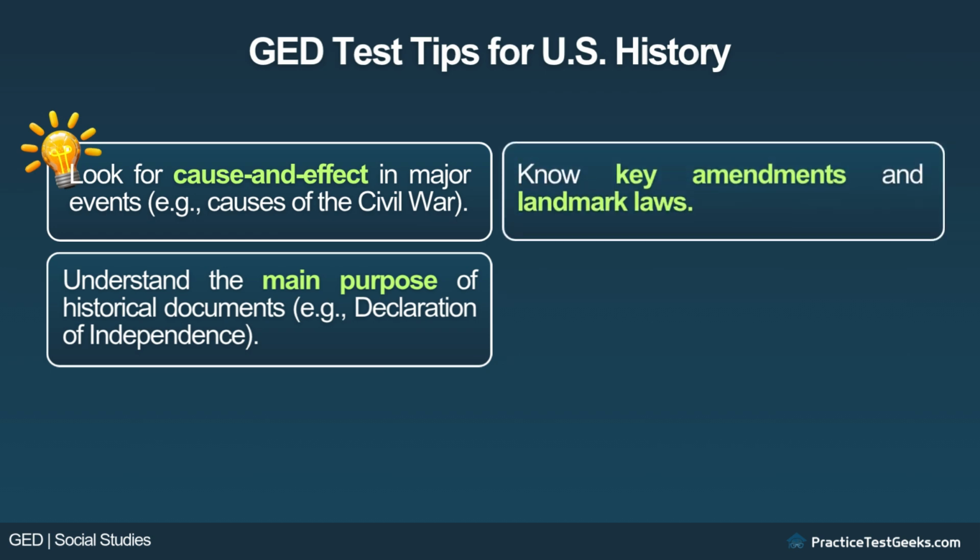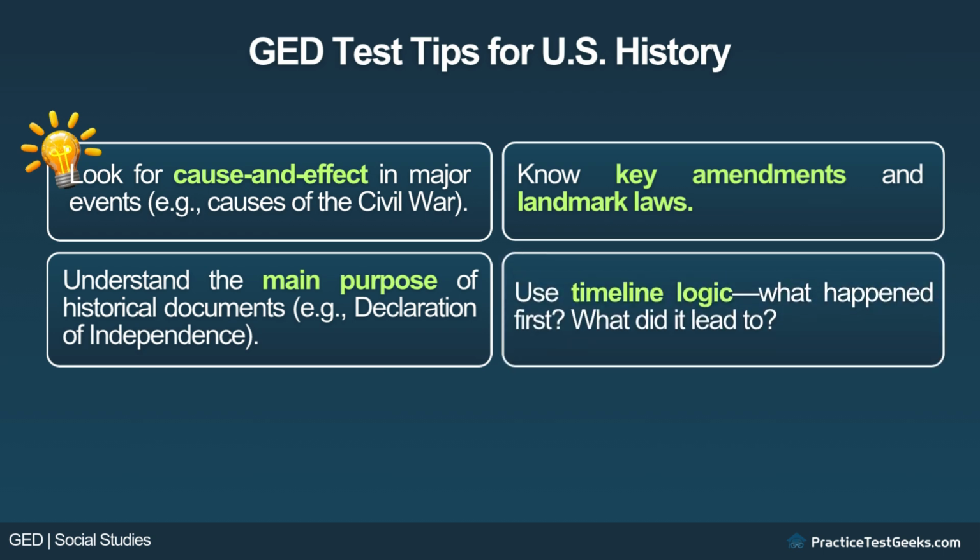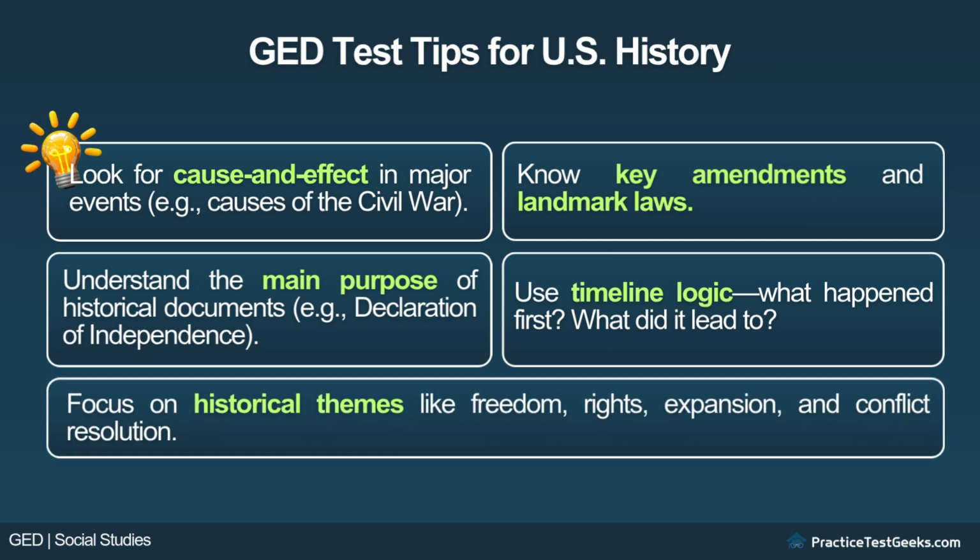Memorize key amendments and laws. Focus on the 13th, 14th, and 15th Amendments and acts like the Civil Rights Act 1964. Think chronologically. Use timeline logic to determine what happened first and how it influenced future events. Recognize big themes. Watch for recurring ideas: freedom, rights, westward expansion, conflict, and reform.